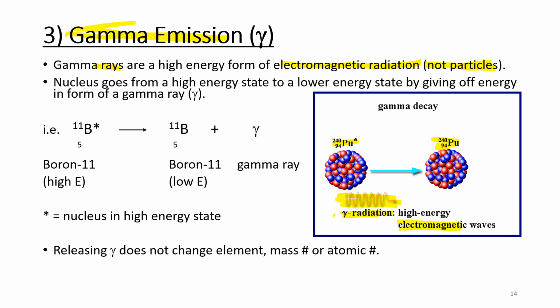Writing gamma emission nuclear reactions is the simplest to do because, as you can see here, our mass number doesn't change and our atomic number does not change. So for boron, the atomic number is 5 and does not change. All we have to do is remember to write our symbol for our gamma ray, which is symbolized by this gamma. So releasing a gamma ray does not change your element, mass number, or atomic number. All you have to do is remember how to write the symbol for a gamma ray.